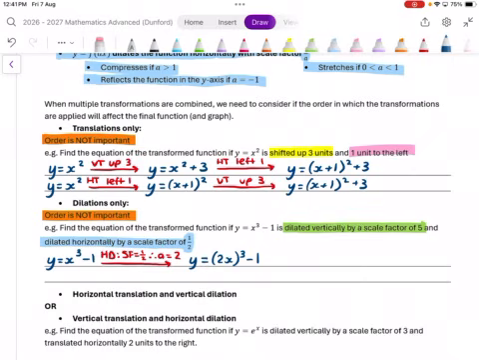Okay, then if we do our vertical dilation, our scale factor is k, which equals 5. So we'll get y equals, and our 5 will go out the front of our entire function.